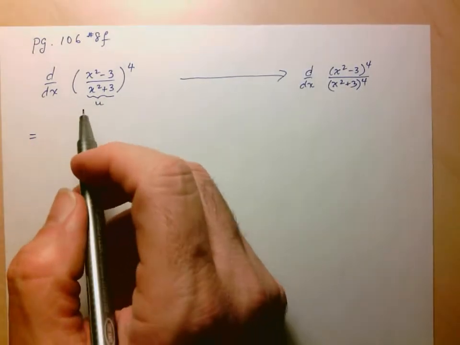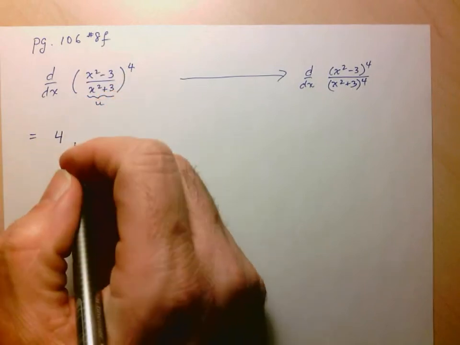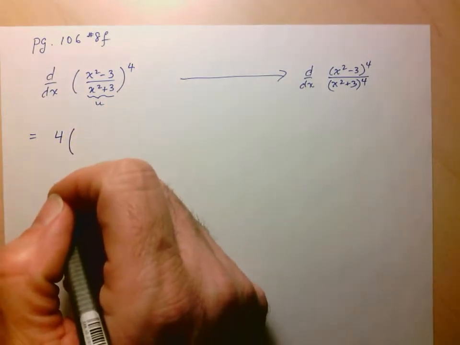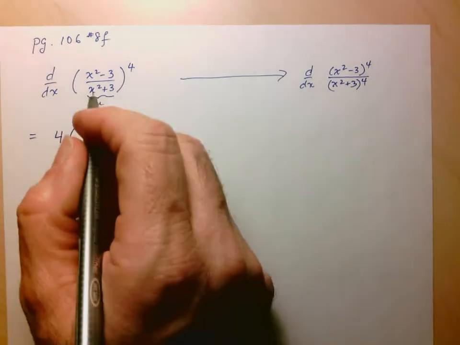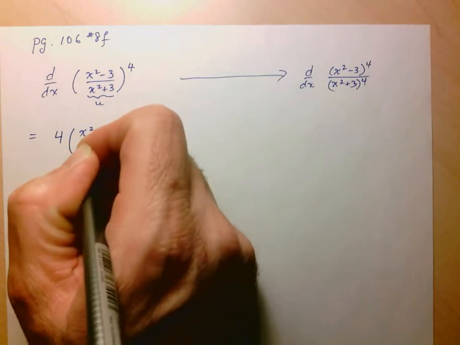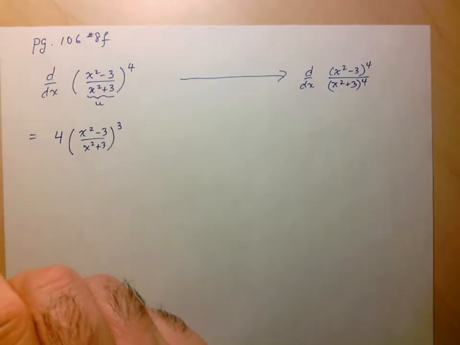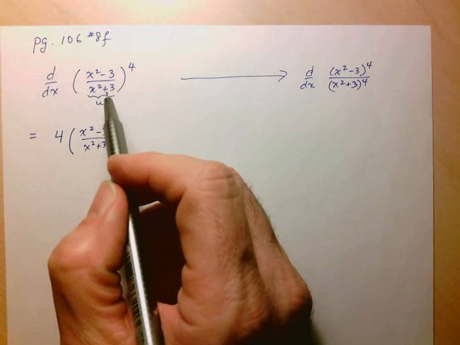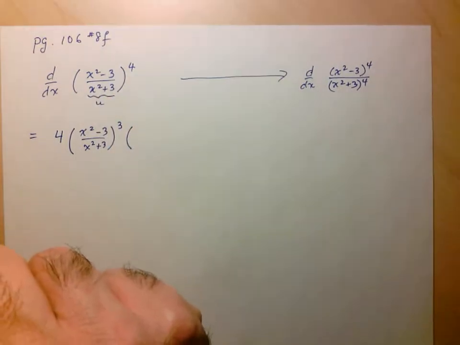First you have to take the derivative of u to the 4, which of course is just 4u cubed. You're noticing here that I'm going to write a lot less than I did when I was first solving these. So 4u cubed, and of course u is just equal to (x squared minus 3) over (x squared plus 3). That's my first derivative, and then I have to take the derivative of u with respect to x. But to take this derivative, I have to use the quotient rule.